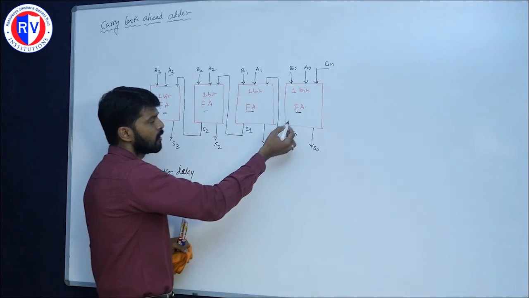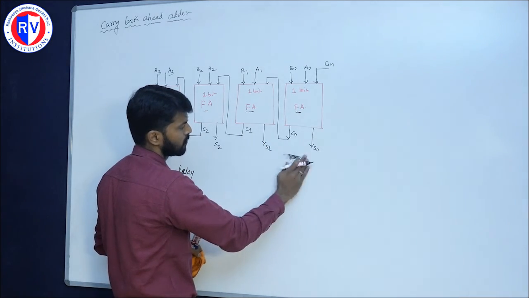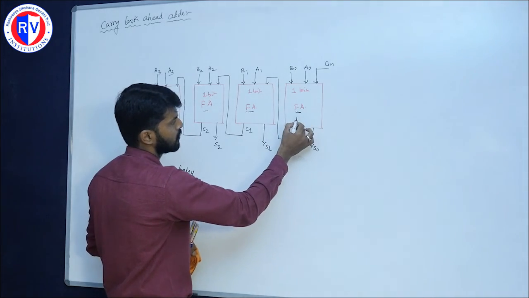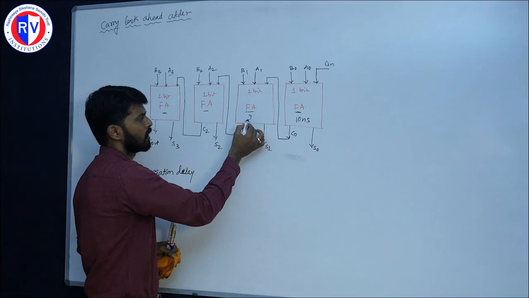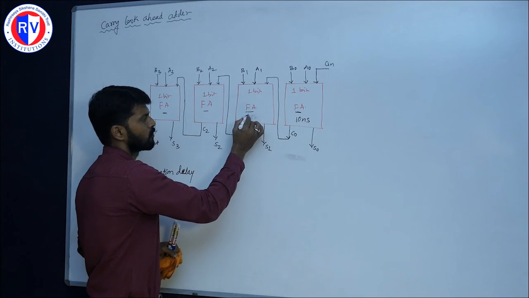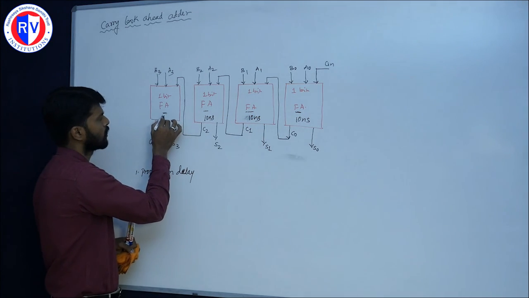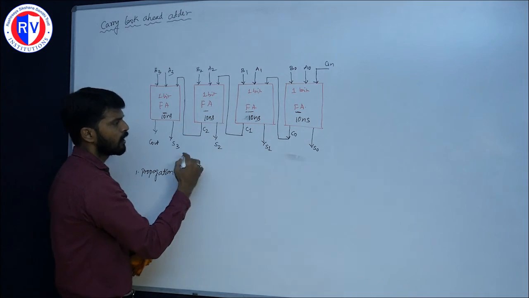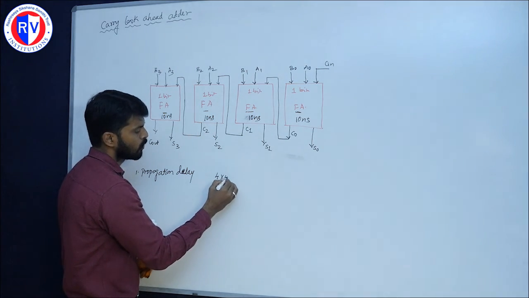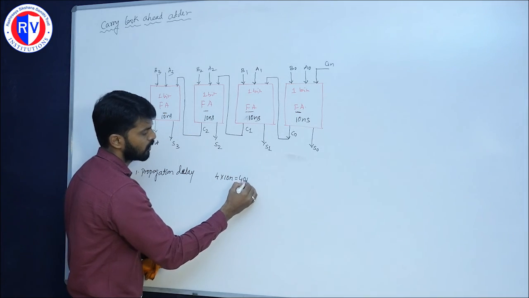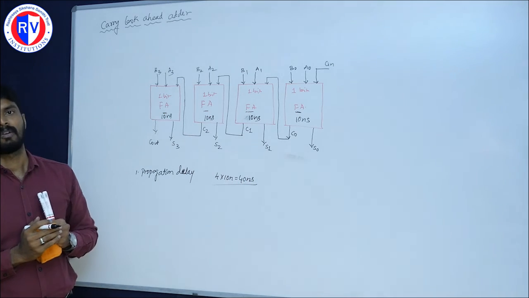For example, this may take 10 nanoseconds to produce the result. After 10 nanoseconds only, the next one can perform the operation. Again, it will take 10 more nanoseconds. Then this also takes 10 more nanoseconds to produce the output. This also takes 10 more nanoseconds. In total, to perform this 4-bit addition, it will take 4 times 10 nanoseconds, almost 40 nanoseconds. So this is the problem in the ripple carry adder.